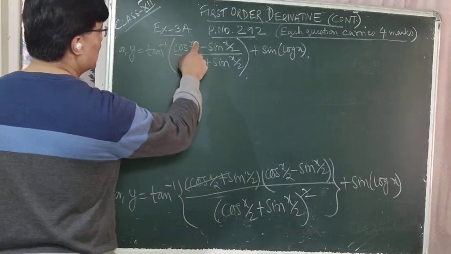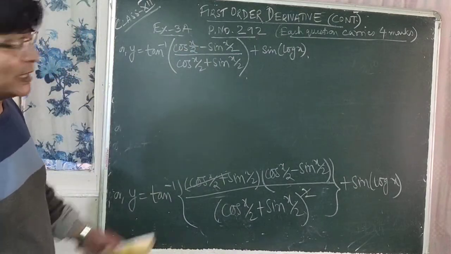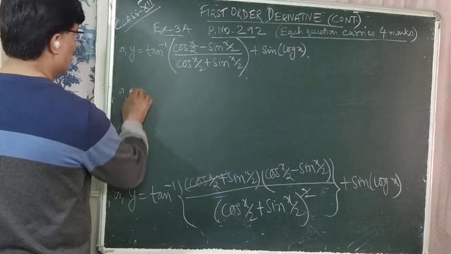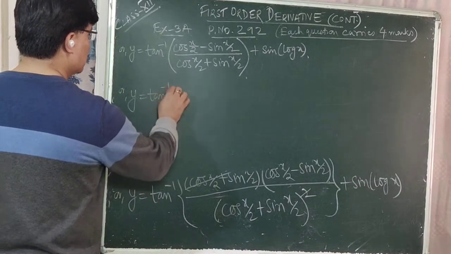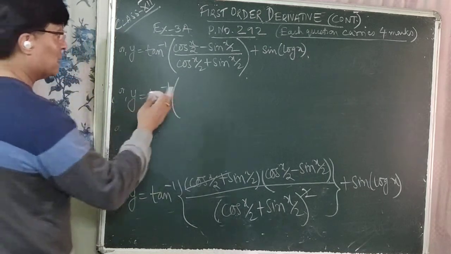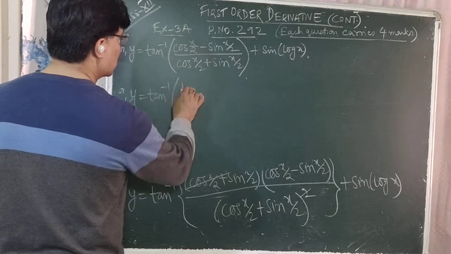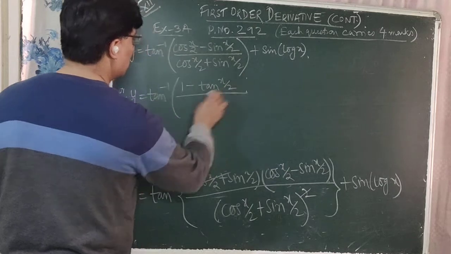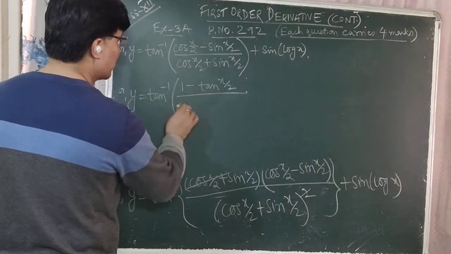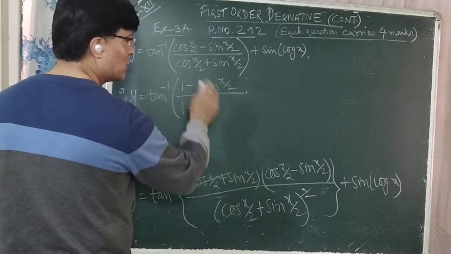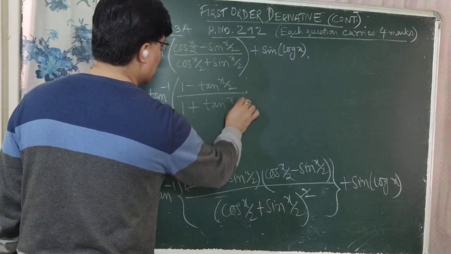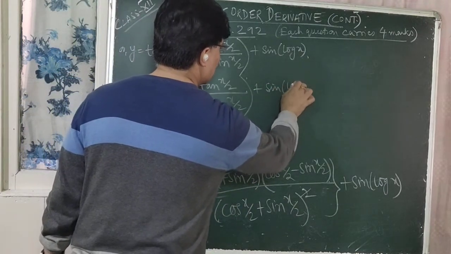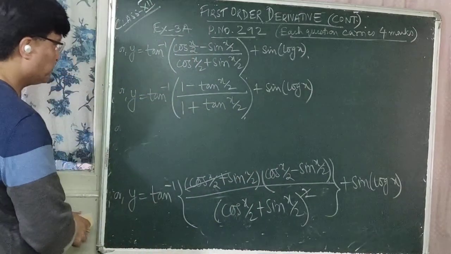Okay, so let us convert this fraction in terms of tan. That means you have to divide both the numerator and the denominator by cos x by 2, isn't it? Or y is equal to tan inverse. So in the numerator, divide by cos x by 2, and then you can separate the term. What do we get? Cos x by 2 divided by cos x by 2 is 1, minus, this is your tan x by 2, divided by cos x by 2 divided by cos x by 2, that is also 1, plus what is tan x by 2? Bracket closed. Then plus sine of log x, right?